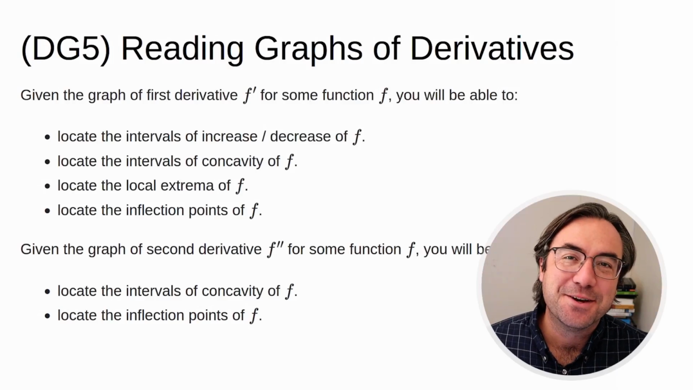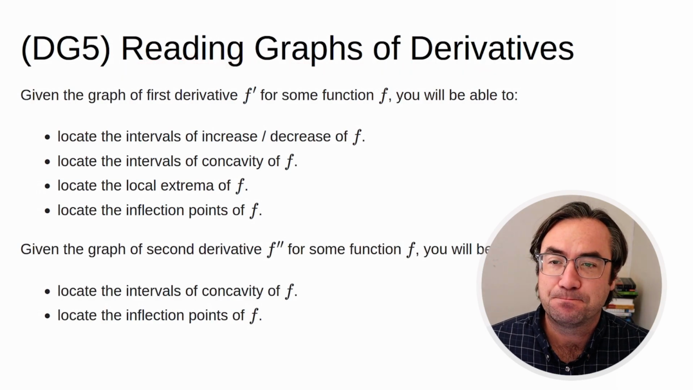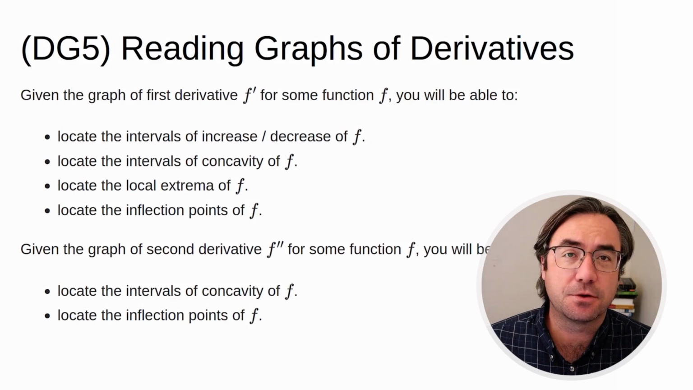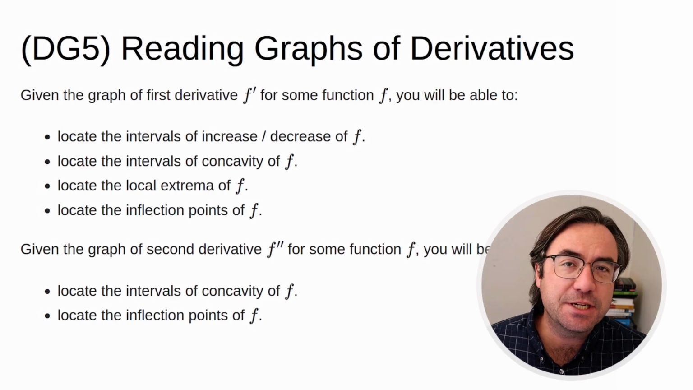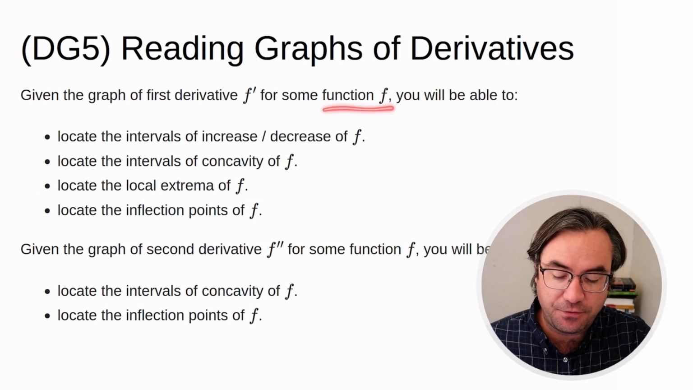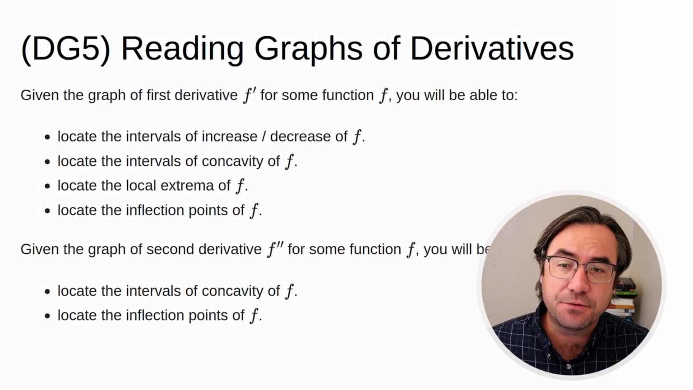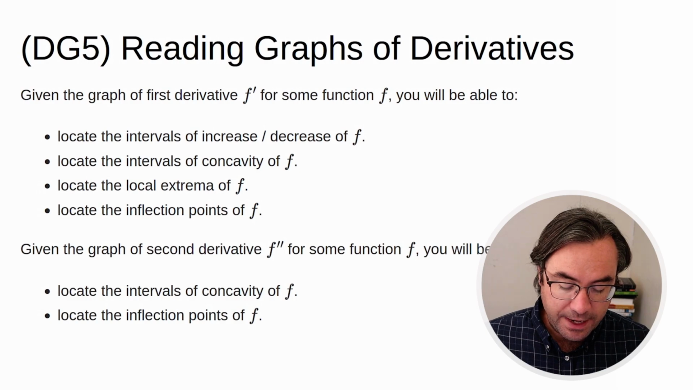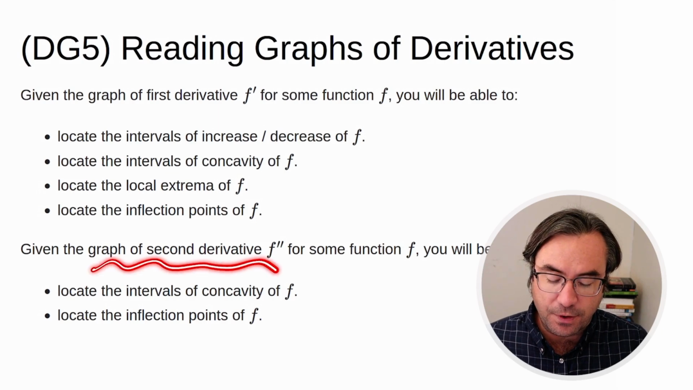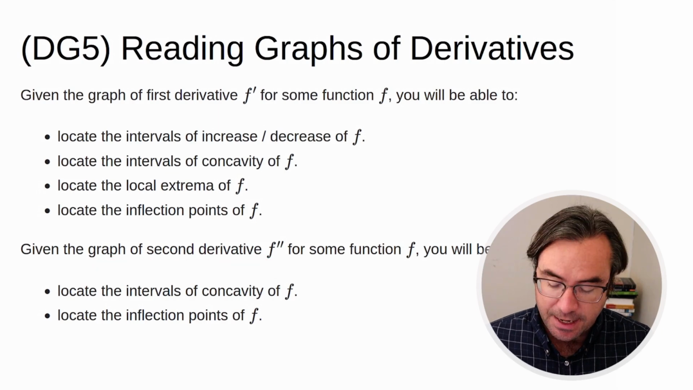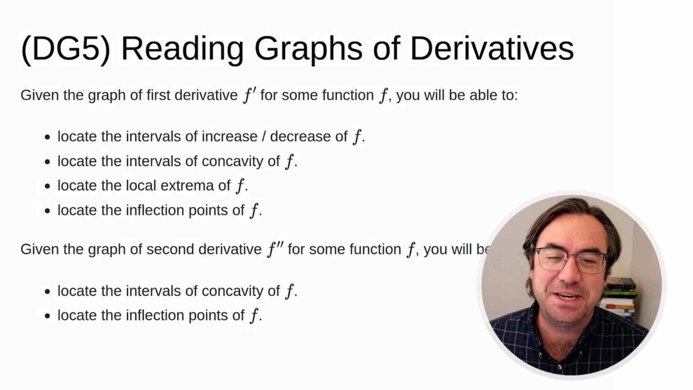Welcome, everyone. For today's prep, we're going to look at reading graphs of derivatives. And what we're going to be looking at in this section is what kind of information we can extract about some original function, f, if we're given the graph of its first derivative, or what kind of information we can get about the original function f if we're only given the graph of its second derivative. And I think this is the one we're going to start with because it's actually a little bit easier.